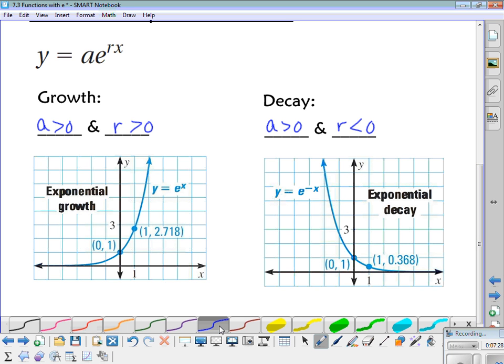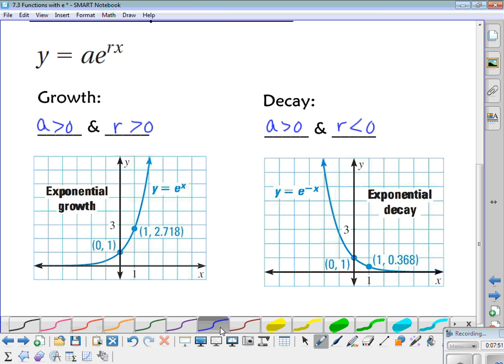So if you get an a that's less than 0, you automatically know it's neither growth nor decay? You know it has to be flipped over. And I'm not going to ask you if it's growth or decay, because like I said, that's kind of your point of view, how you look at it. So you could argue either direction.